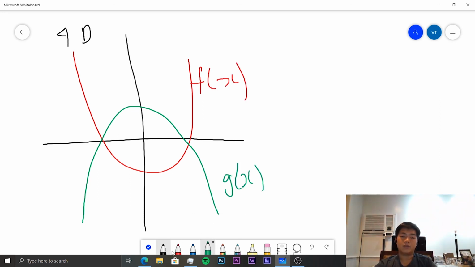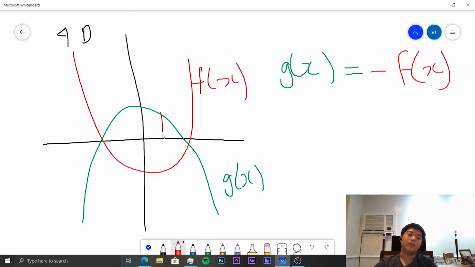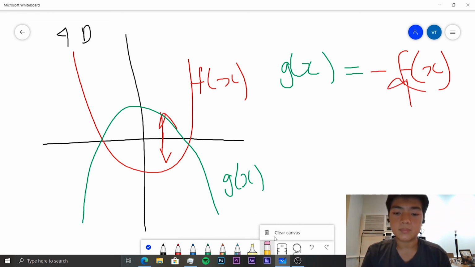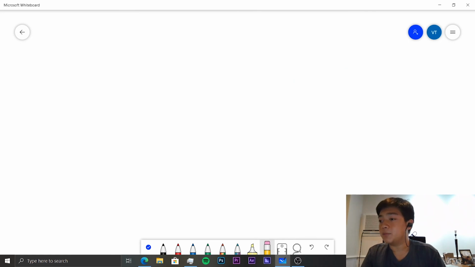This transformation is quite simple. It's simply that g of x is equal to negative f of x, because as you can see, it's being mirrored in the x-axis, and when it's being mirrored in the x-axis, we know that we have to get the negative value of the original function. Next, we're going to function c. Oh, and that's the last one.